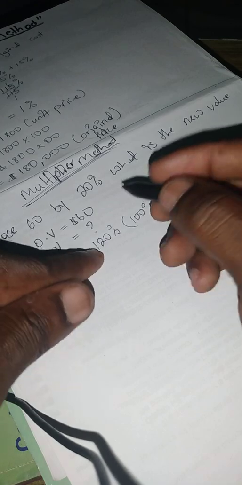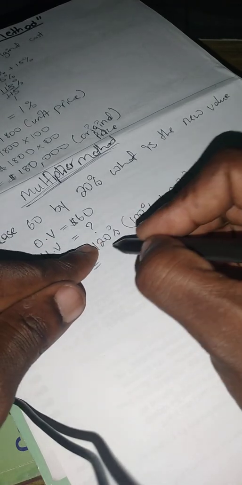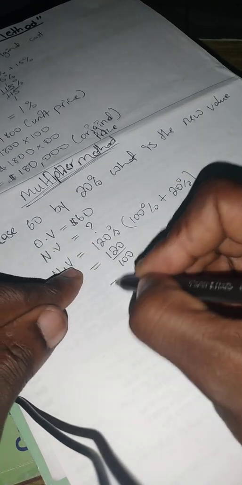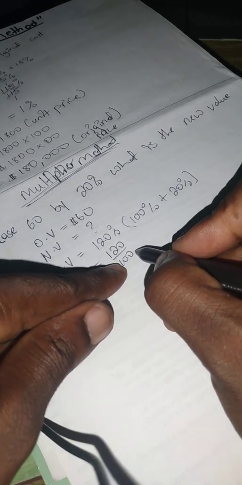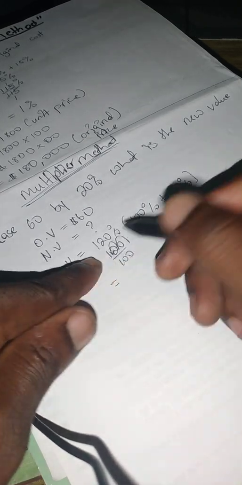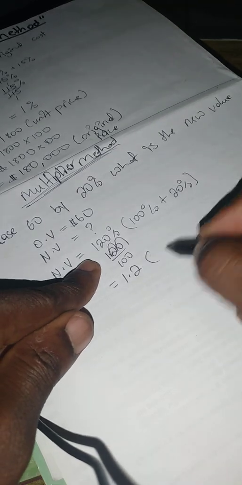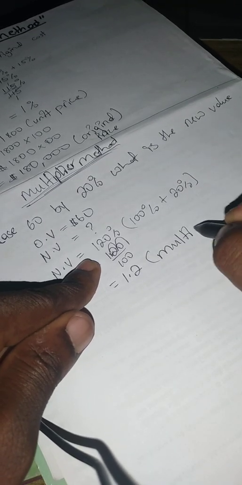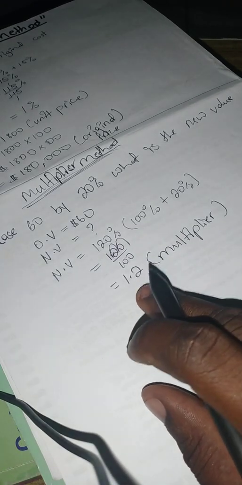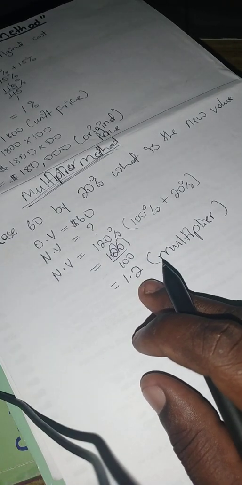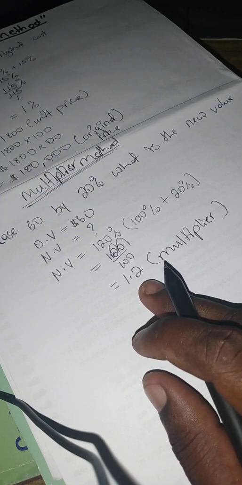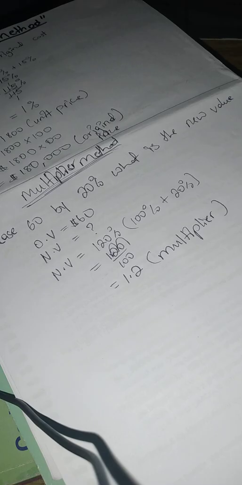Now what you want to do is change this percent into a decimal, which is 120 divided by 100. Whenever you are dividing by 100, you always move 2 places to the left. That is that. So this is called the multiplier. Now with this number 1.2, any number you multiply by 1.2, you increase it by 20%. Any number.